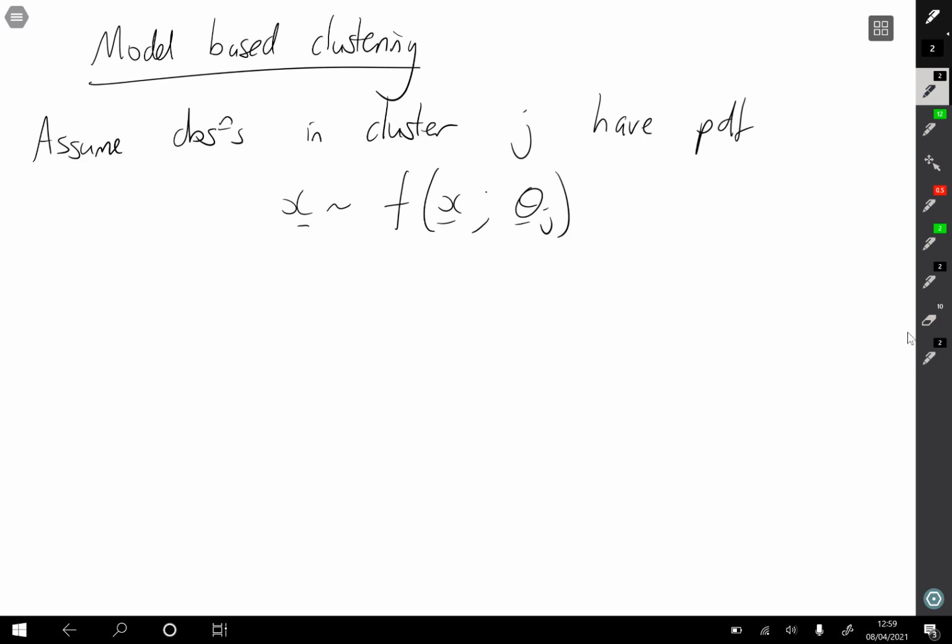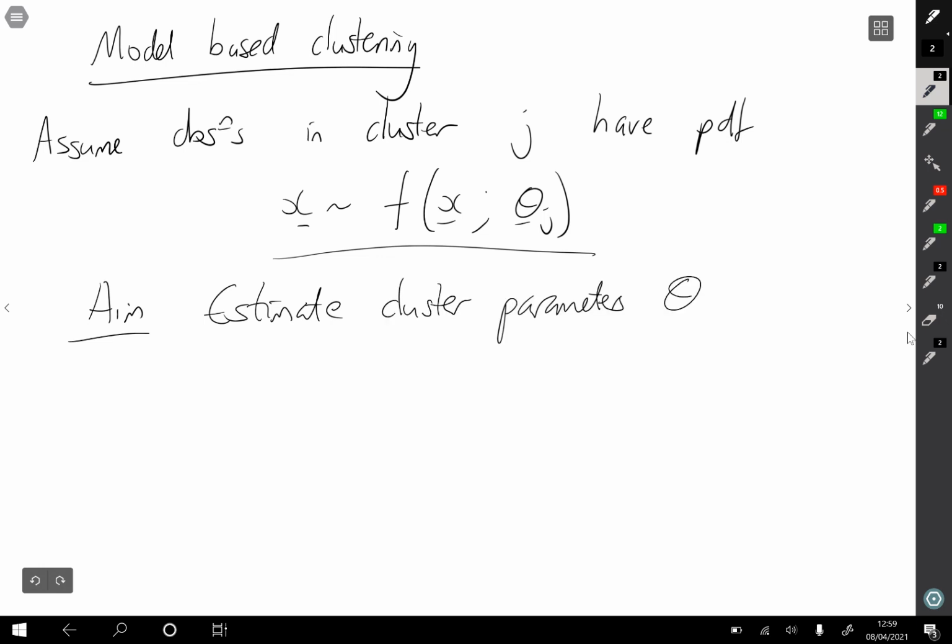In model-based clustering, we're going to instead assume a probability density function for each cluster. So we're going to assume that all the observations in cluster j have density f(x; theta_j) with some parameter theta_j. We're going to allow these different parameters theta to vary between the clusters. And so what we want to do is estimate the cluster parameters theta_1 up to theta_k, and the encoder delta.